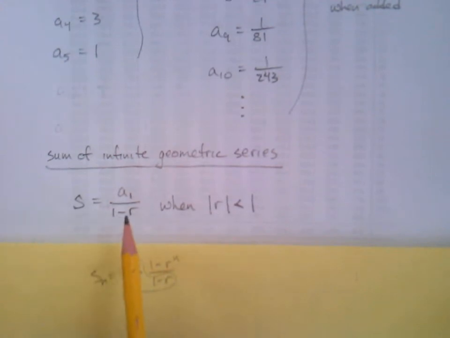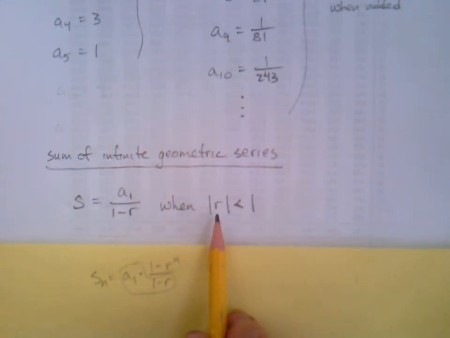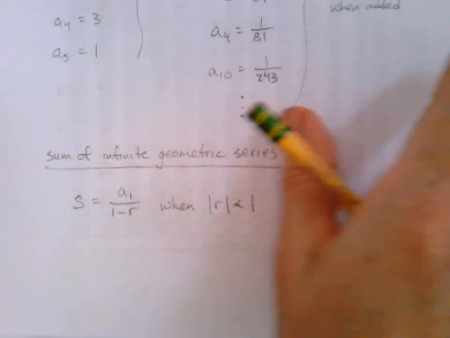Now, this isn't true always. It's only true when r falls between -1 and +1. Or you might say when the absolute value of r is less than 1, which is what we had in this example. We had 1/3. But if it was -1/3, something similar would happen. Okay, let's take a look here.